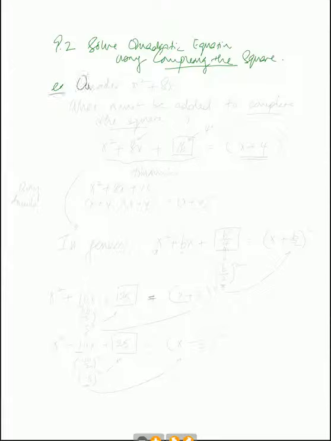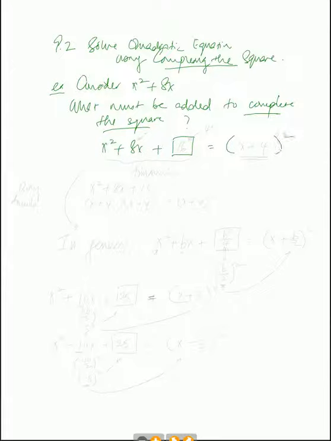So take for example, consider x squared plus 8x. What must be added to complete the square? What this question is really asking you is, right now there's two terms, x squared plus 8x.